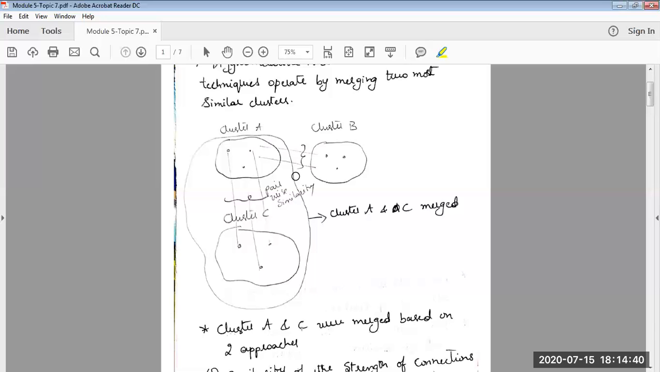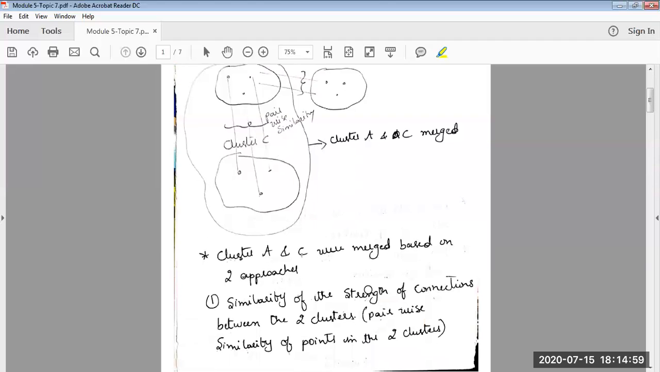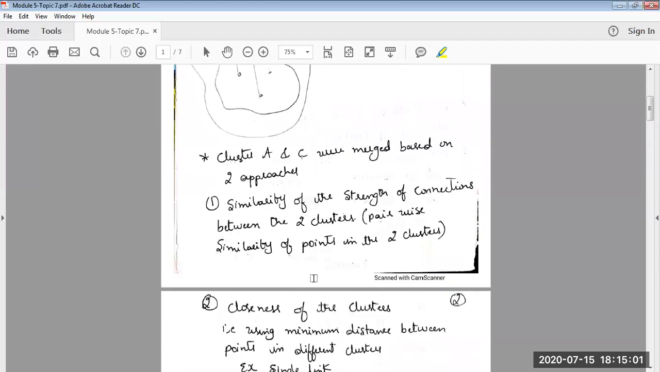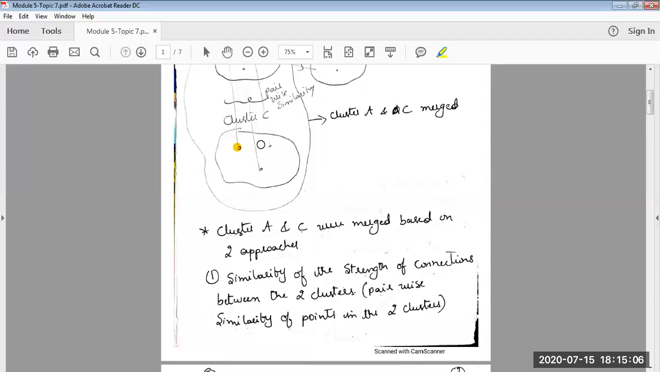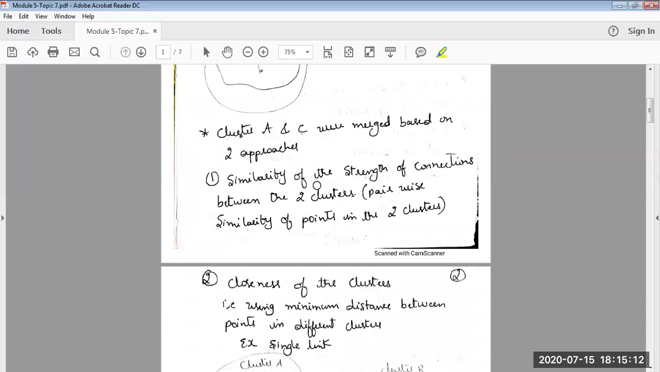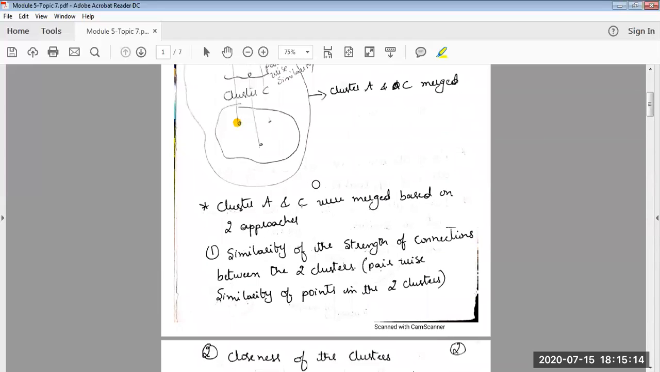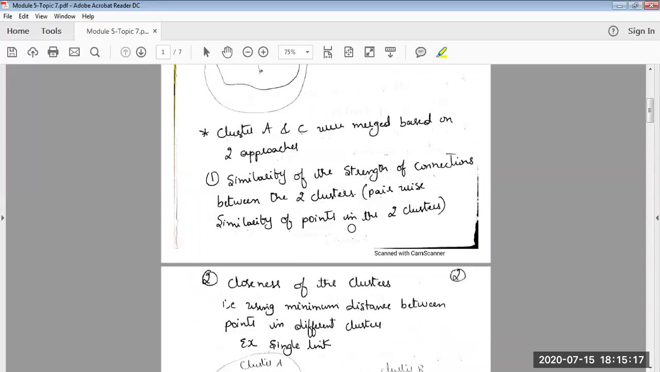We understood that clusters are merged based on the similarity between the data points in various clusters. The ones with the lowest distance or the highest similarity will decide which are the ones that will be merged. So that was one approach. We took data points in each and every cluster, computed the distance to other data points in a different cluster, and we made a decision of which clusters are close to each other.